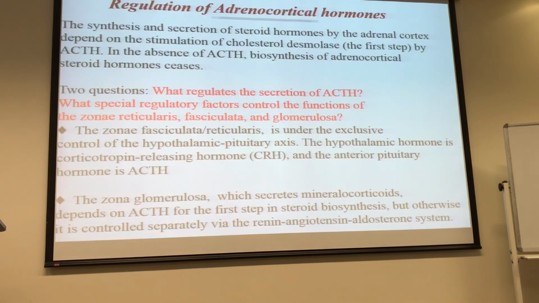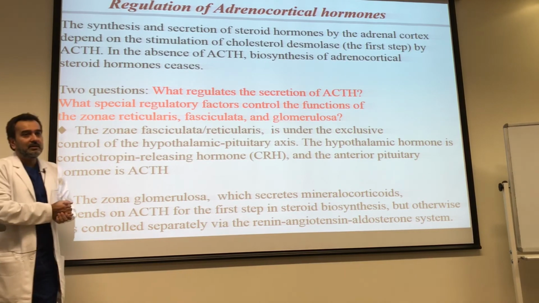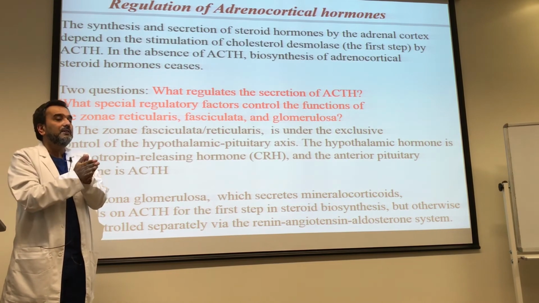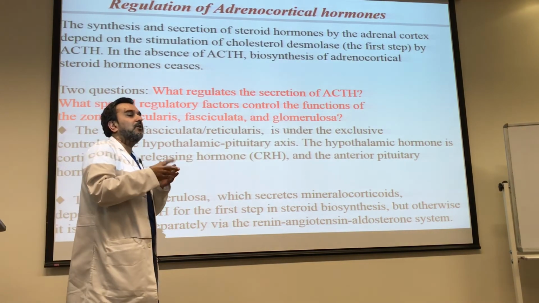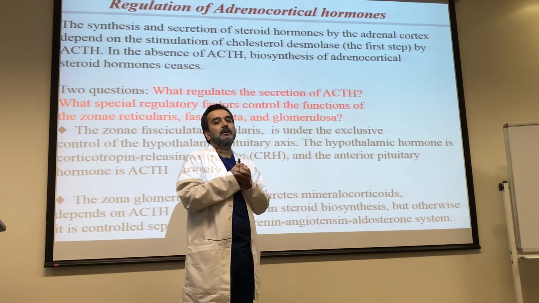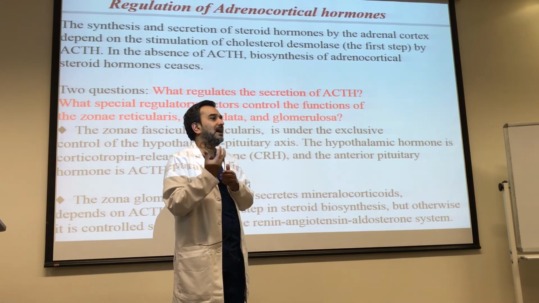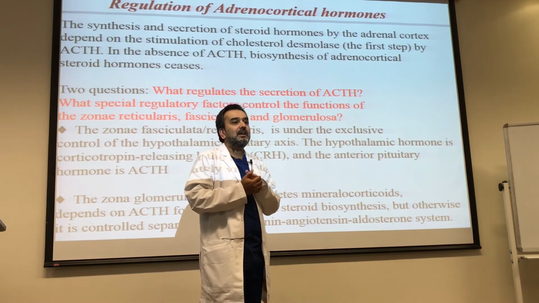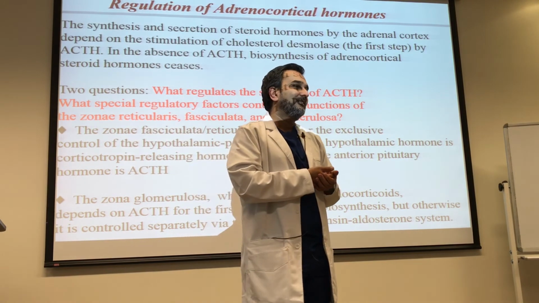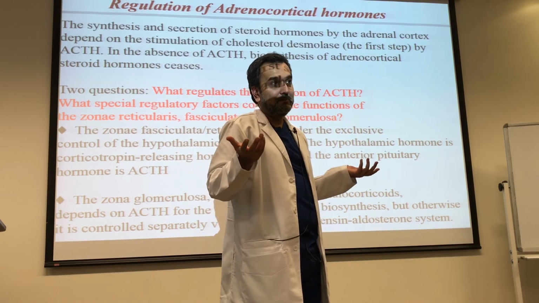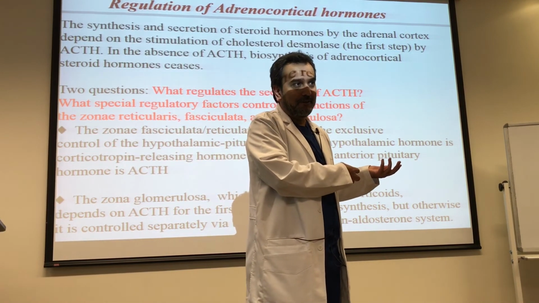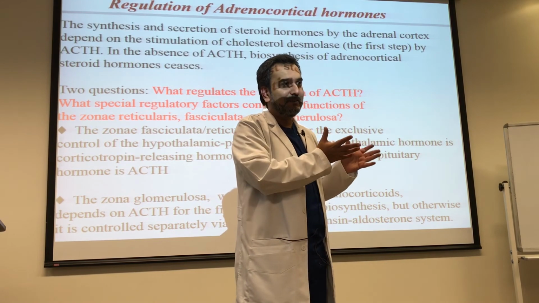Okay. So now we are coming to the regulation of the adrenocortical hormones. One more thing before I go to the regulation. You should also know that cortisol has more affinity to bind to mineralocorticoid receptors in the kidney. And you know that the levels of cortisol are much higher than aldosterone levels in the blood. So why doesn't cortisol bind to the mineralocorticoid receptors in the kidney and stop the action of mineralocorticoid?